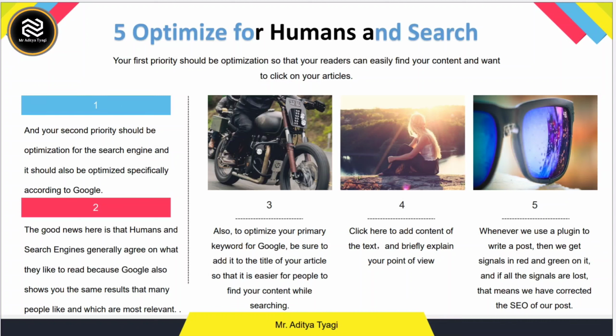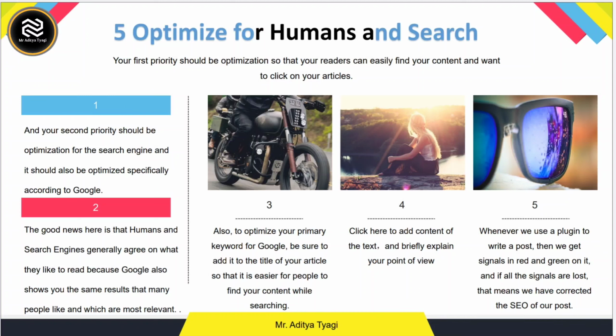Your first priority should be optimization so that your readers can easily find your content and want to click on your articles. And your second priority should be optimization for the search engine, and it should also be optimized specifically according to Google. The good news here is that humans and search engines generally agree on what they like to read, because Google also shows you the same results that many people like and which are most relevant. It contains the following content: accurate, comprehensive, creditable, engaging, high quality, informative, specific, unique, useful, valuable.